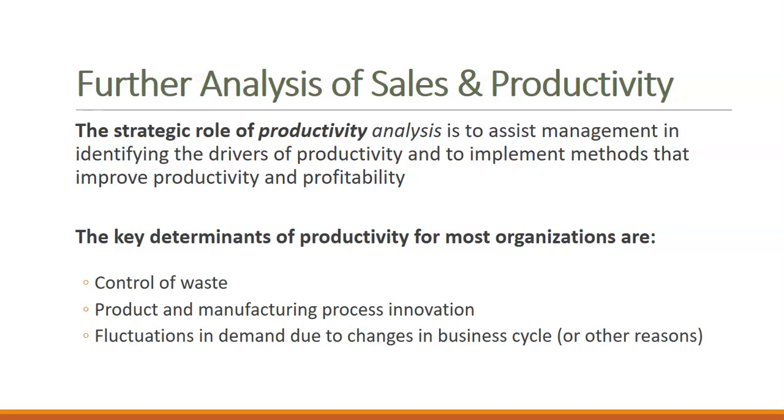The product and manufacturing process innovation is looking at the competitiveness and understanding that everything that we do in our industry is influenced by the business cycle. So we look to meet demand or slow growth down if demand is decreased, and how that is affected. That also gets into the third thing, fluctuations in demand.